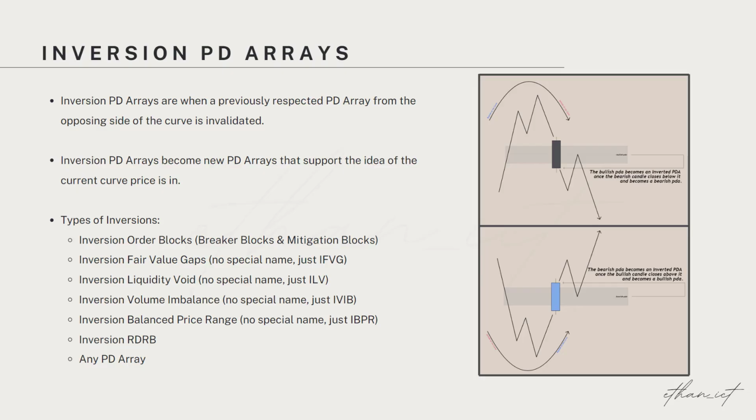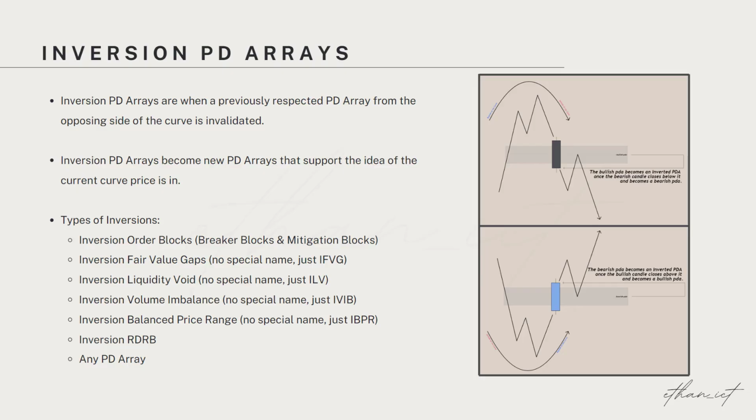The types of inversions that we covered in this lecture are inversion order blocks, inversion inefficiencies, and inversion balance price ranges. The listed inversions on this slide are the main ones I personally use, but if you take any PD array, you can use it as an inversion. I just personally think these ones I've listed out are the cleanest.